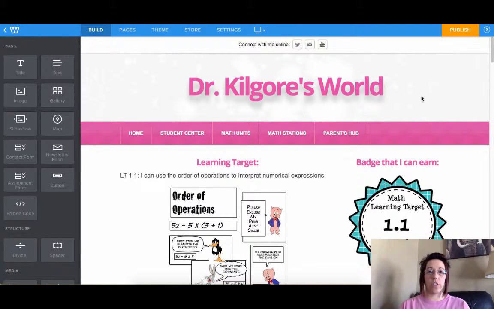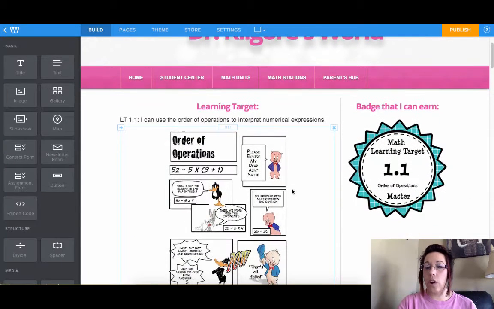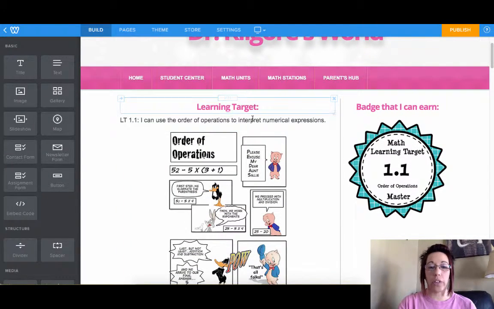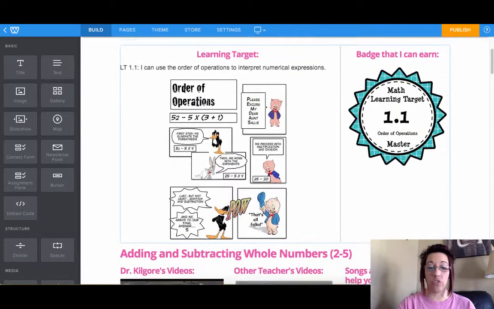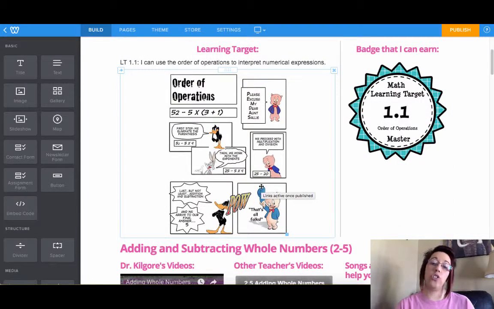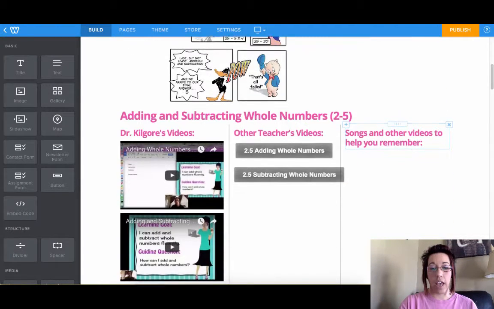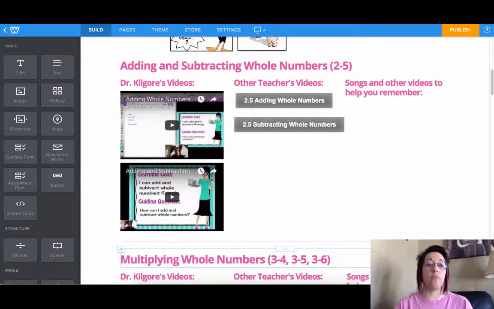So this is one of the content pages on my website. I always start a content page off with the learning target and the desired outcome for students. I have gamified my classroom by offering badges for mastering the learning. So the badge appears at the top of the page, sometimes a little cartoon or image relating to what we're learning. And then I get to the parts of my math learning targets.